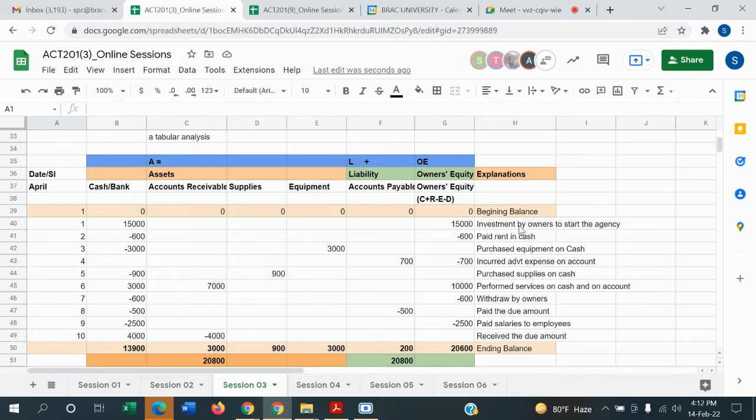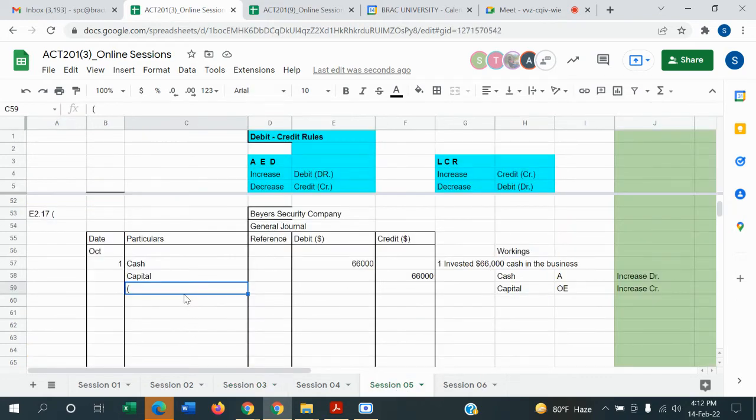Yes, sir. We are doing the same thing; the explanation part will be recorded here. This is another reason why I have tried to familiarize you with the explanation. Whatever explanations we have mentioned there, the same things will be recorded here. So what can be the explanation for this transaction? Invested by owner. You can write anything if it is meaningful. As you have mentioned, invested money to start the business, it's okay.